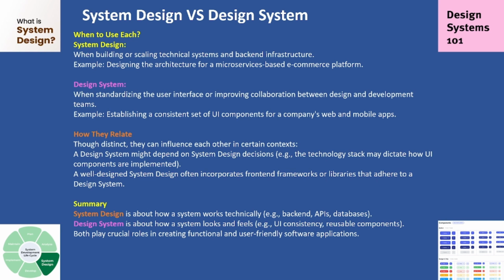Summary: system design is about how a system works technically, for example backend, APIs, databases. That's what I explained, guys. Design system, whereas, is about how a system feels, for example UI consistency and reusable components. Both play crucial roles in creating functional and user-friendly software applications, guys. That is the main difference between system design versus design system, guys. This is a very, very essential and important interview question. Be careful, guys. Go through this video one or two times, understand system design versus design system, and then you can crack the interview.